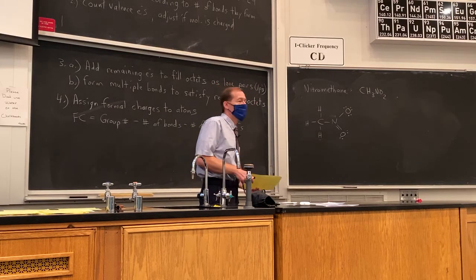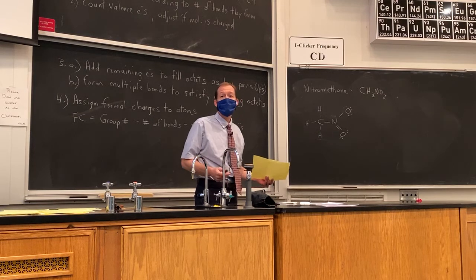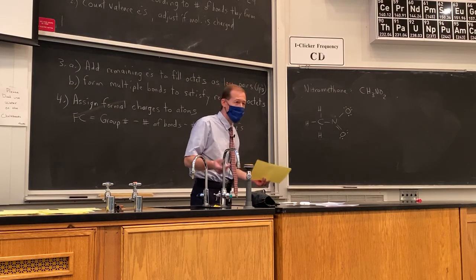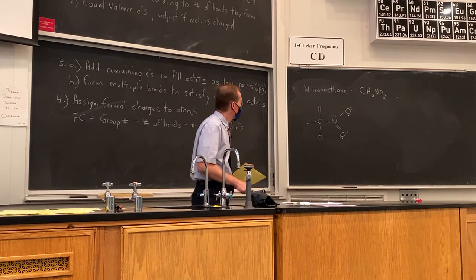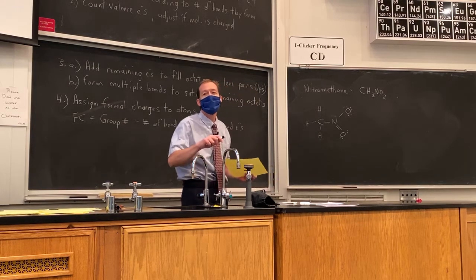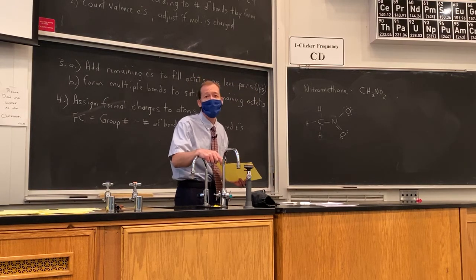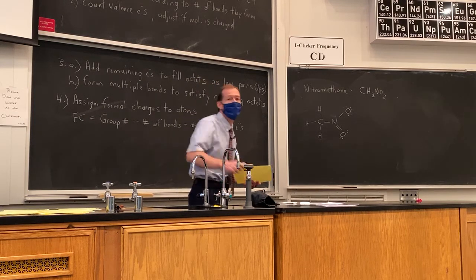How many bonds do we have on that carbon? 4. How many unshared electrons? 0. What's our formal charge? Okay, no formal charge, nothing to write. All right, let's look at nitrogen. Group number 5. How many bonds? 4. How many unshared electrons? So what's our formal charge?